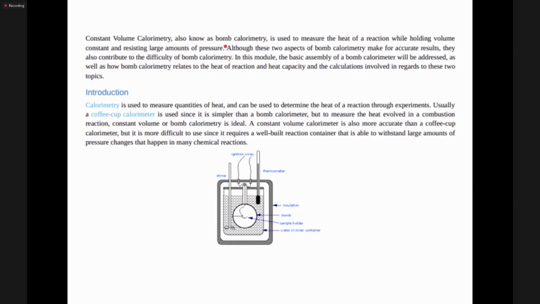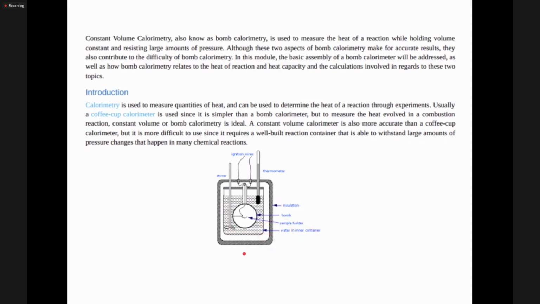Now, it is used to measure the heat of a reaction when the volume is kept constant. The volume is kept constant. That's why it is called constant volume calorimetry. It is also immersed in a known volume of liquid, and the heat capacity of the liquid in which the calorimeter is immersed should be known to us, and also the heat capacity of the calorimeter too.